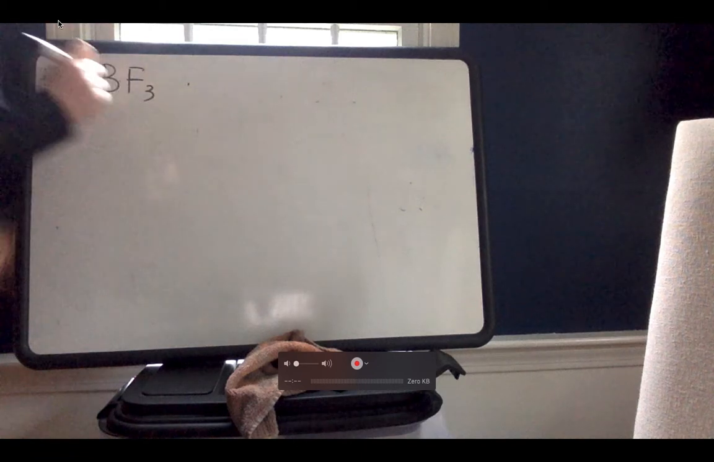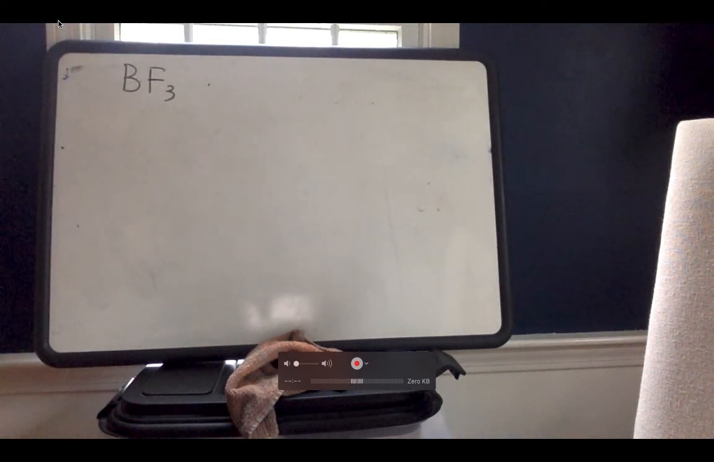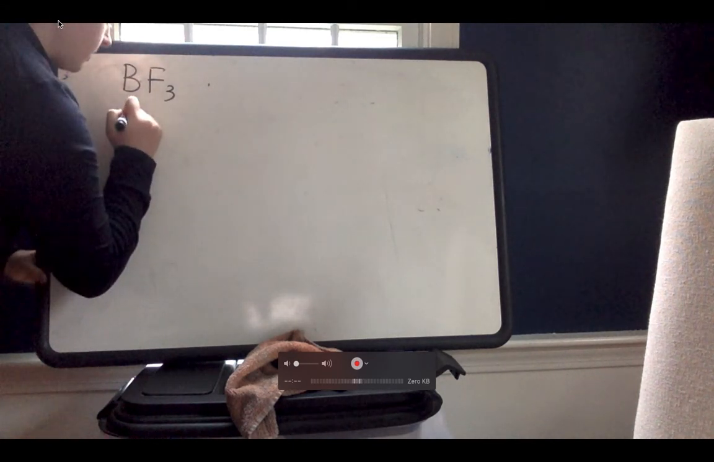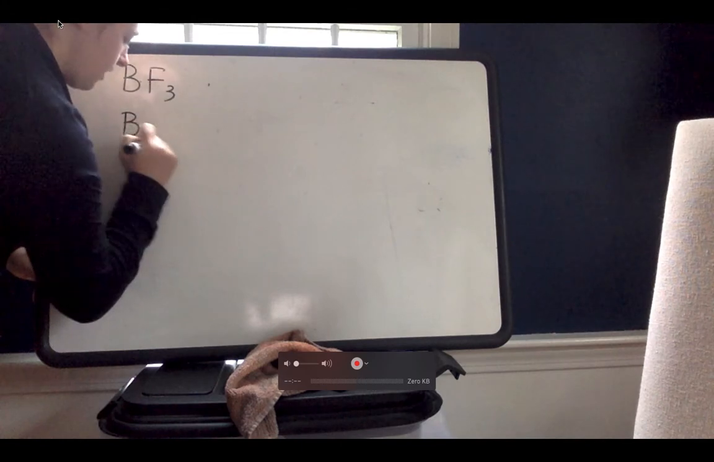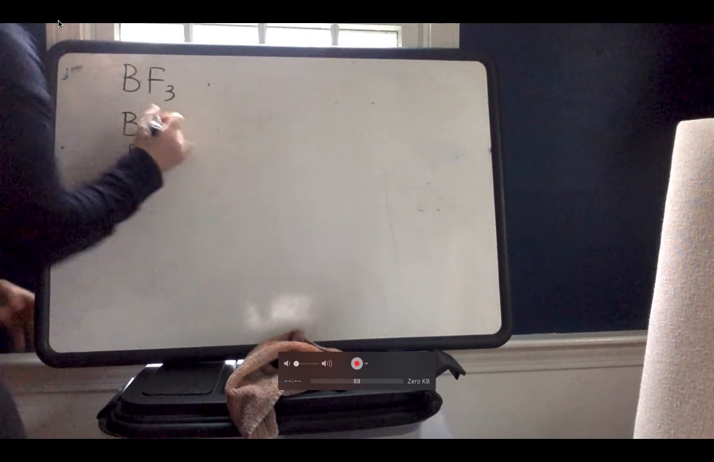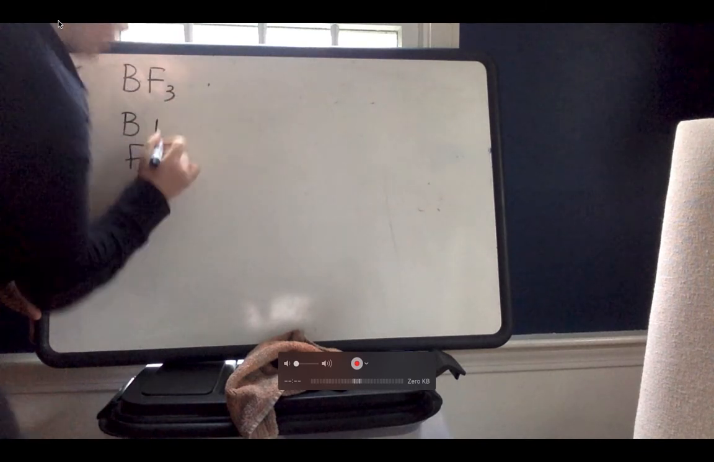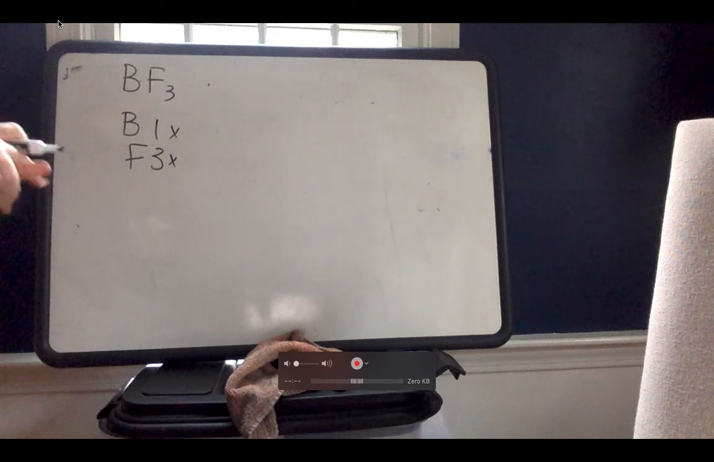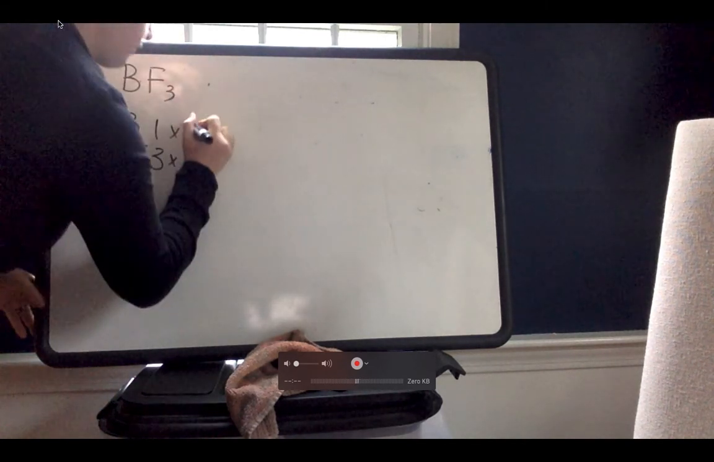Okay. We're going to do covalent bonds first, and then we're going to tackle ionic bonds. We know that this is covalent because there's 2 nonmetals. The first thing you want to do is list your elements, B and F. Then we're going to count how many there are. There's 1 boron, there's 3 fluorines, and we're going to multiply this times the valence electrons. So boron is in group 13, so it will have 3.